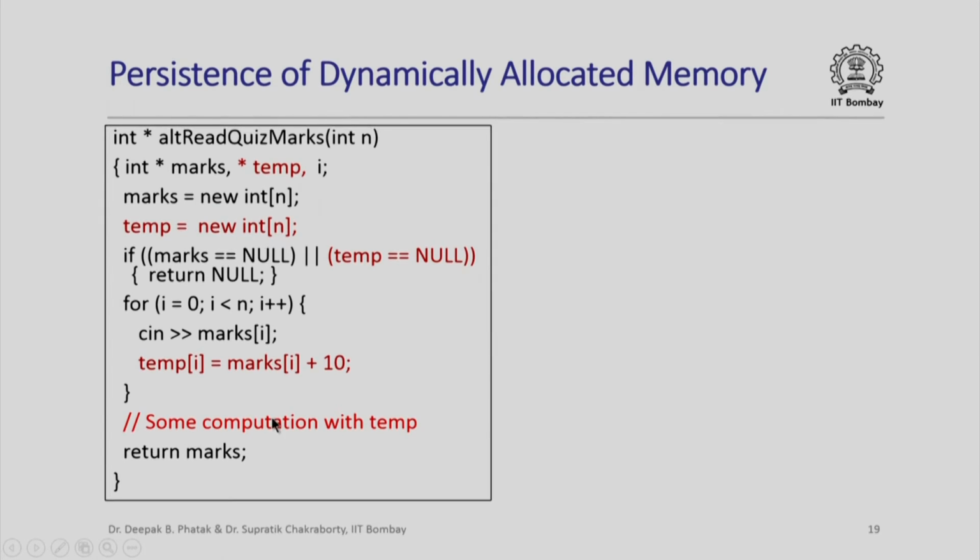So here is a modified version of our read quiz marks function, which I am calling alternate read quiz marks. The only difference with respect to the previous function is highlighted in brown over here. I have a new integer pointer variable called temp, which I am using to store the address of a new dynamically allocated integer array of the same size as n. Here is the sanity check to check if the new operation actually succeeded, and in this loop in which I read in the marks, I am also adding 10 to each mark and storing it in this array temp, which is a dynamically allocated array, and then I am going to do some computation with temp and finally return marks.